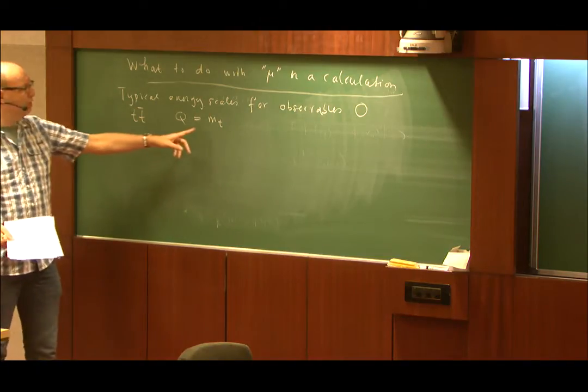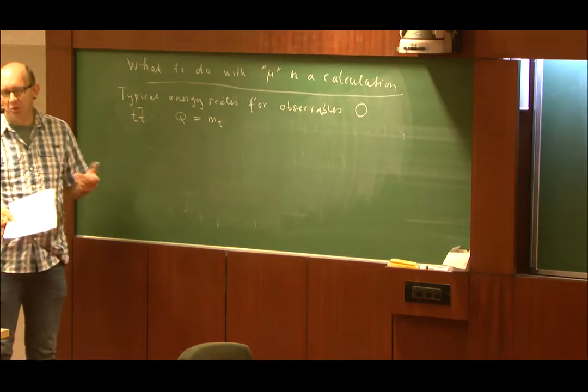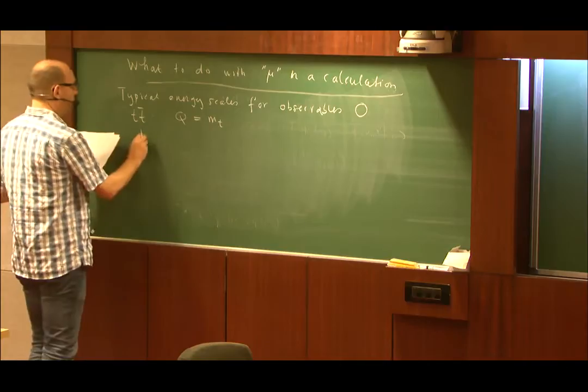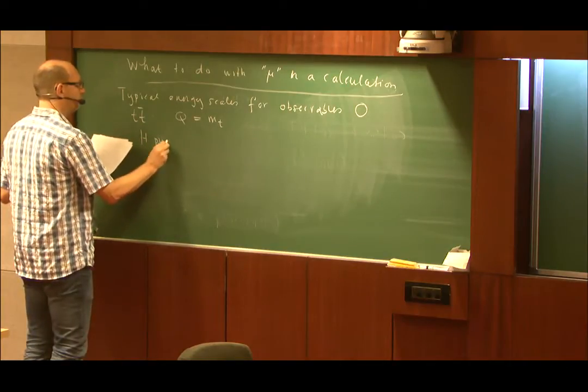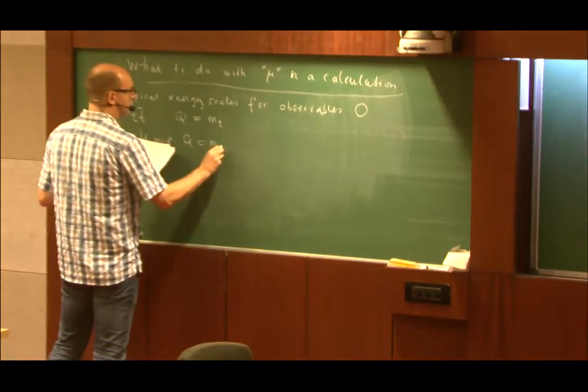Certainly the mass of the electron seems to be not typical. We have no good reason to reject it, but this at least is a scale that naturally occurs in this process. For Higgs production, the typical scale would be M_H.